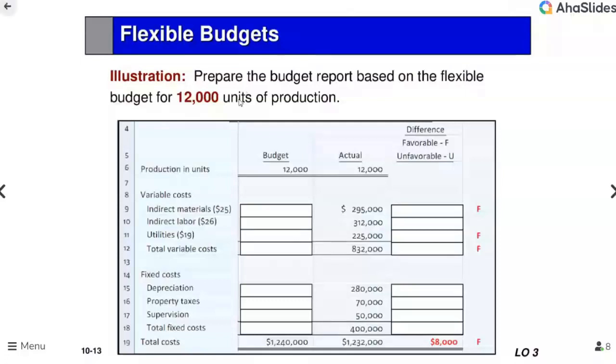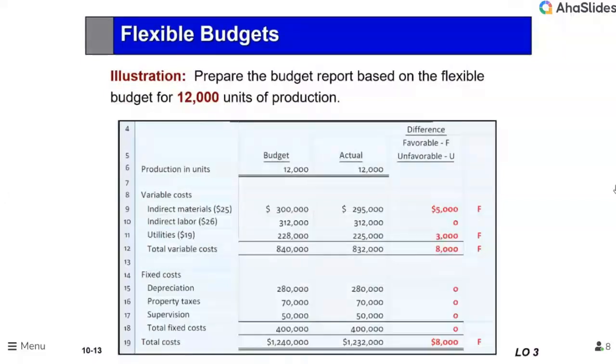So what it looks like is this. At 12,000, the budgeted would have been 300,000 for indirect material. He came in at 295. So you see, he did 5,000 better than expected. The labor is right on. The utilities estimated 228, came in at 225. So he's 3,000 favorable. So you see, this manager did a very good job at managing costs.